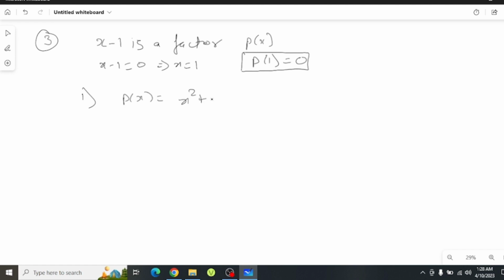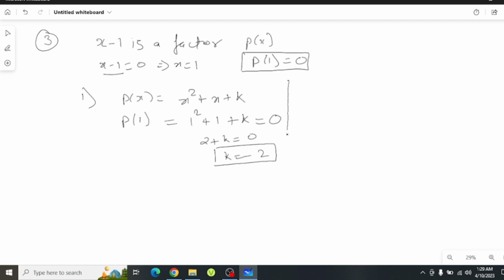x square plus x plus k. Okay, now we will put 1 in place of x: 1 square plus 1 plus k, and it will be equal to 0 because x minus 1 is a factor of the polynomial. So it will become 2 plus k equal to 0 and the value of k is minus 2. So this is our answer for the first part.